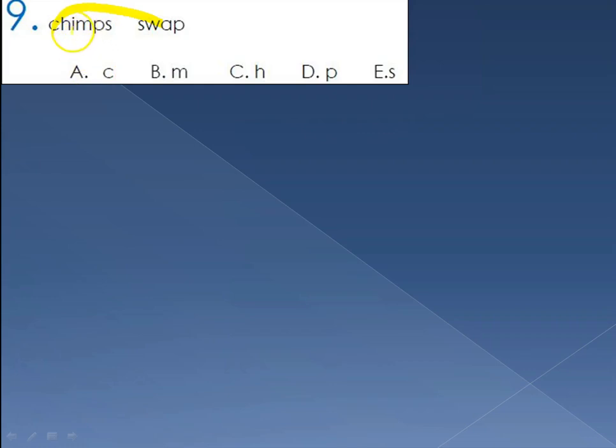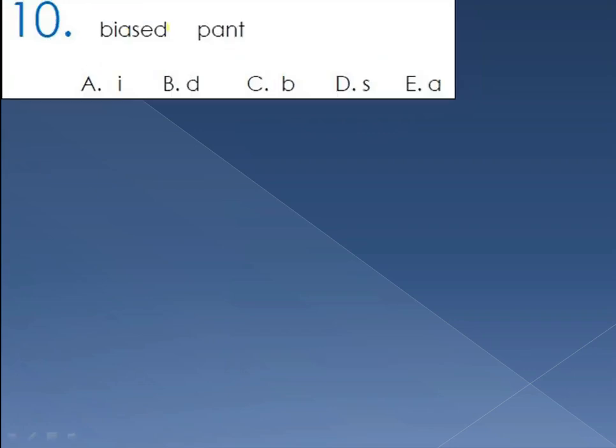So you might, as a process of elimination, say, right, chimps, the M can be moved over and this would still be a word, chips. And then move it over here and this would become the word swamp. So it has to be answer B, you're moving the letter M. And the two new words are chips and swamp. Okay, number 10, biased and pant.